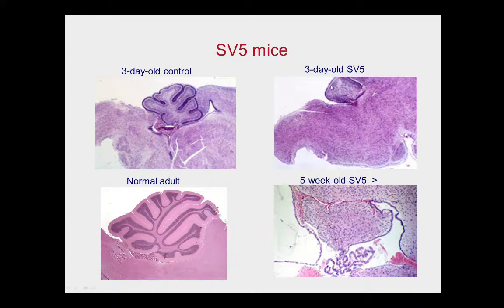This is what the SV5s look like at 3 days. This is kind of a little stub of cerebellum. This is what the normal cerebellum would look like after maturation in a mouse. And this is what the cerebellum looked like in the SV5. And this is actually blown up, so this is not in scale, so this is actually much, much smaller than this.